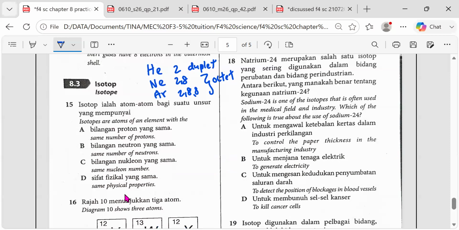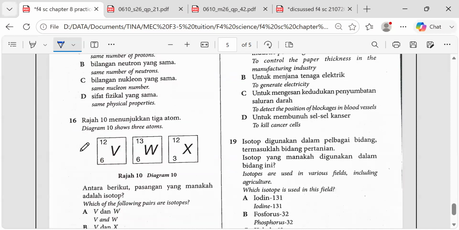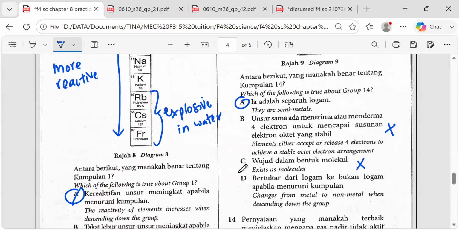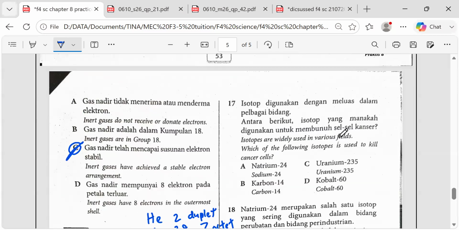Isotopes are atoms of the element with the same proton number. Okay. Which are isotopes? So you must see same proton number, V and W. Okay. Which following isotope is used to kill cancer cells? So cobalt 60. You need to memorize the functions. Okay. Uranium 236 won't kill cancer cells. Uranium 235 is for nuclear power plant. Okay. Right.